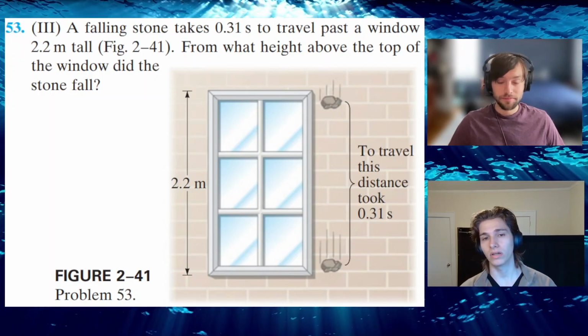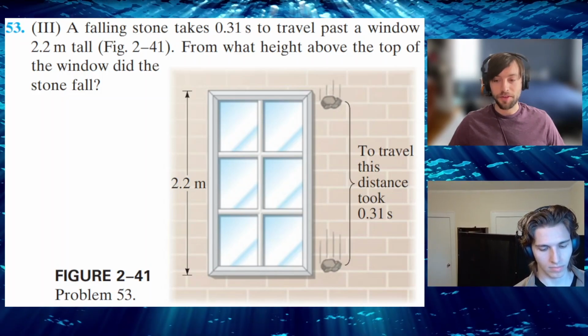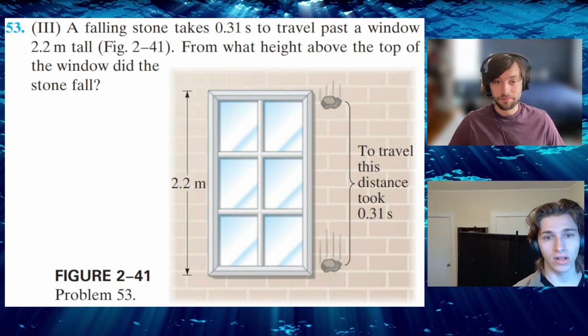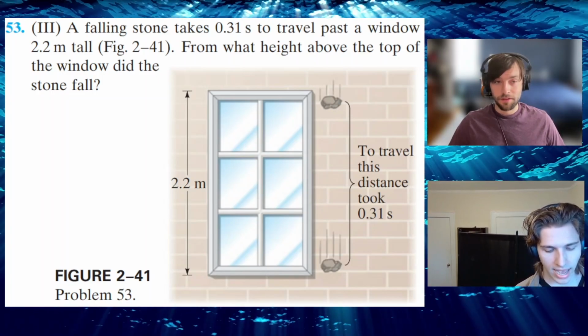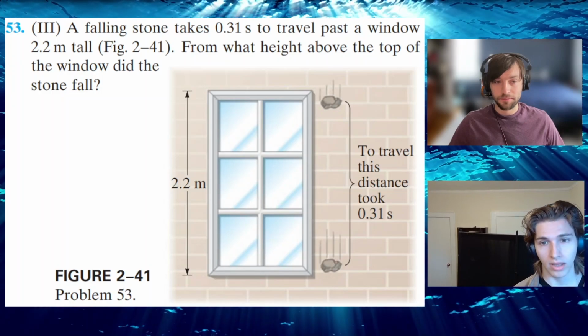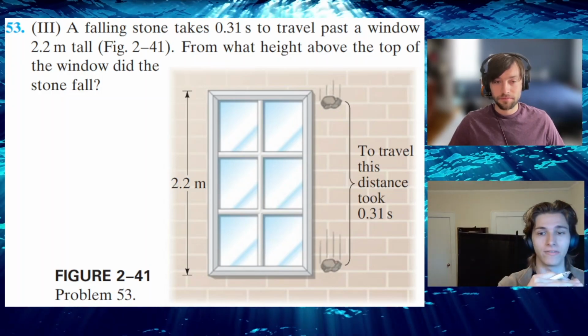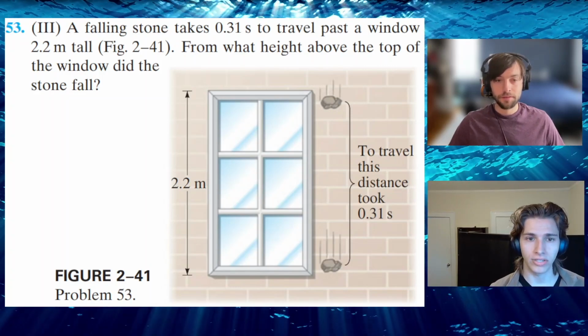Okay, what are we looking for here? We're looking for the total distance the stone fell from. Right, the distance it falls before reaching the top of the window. So delta x is unknown, and it's what we're solving for. Some people would call this delta y because it's a vertical distance. What do we know before it reaches the window?